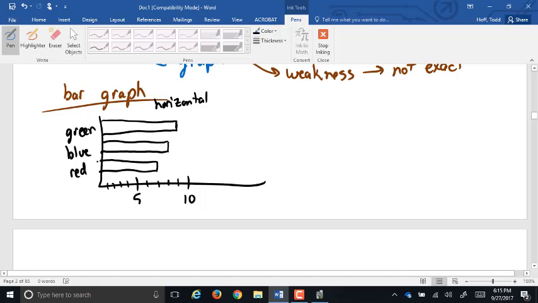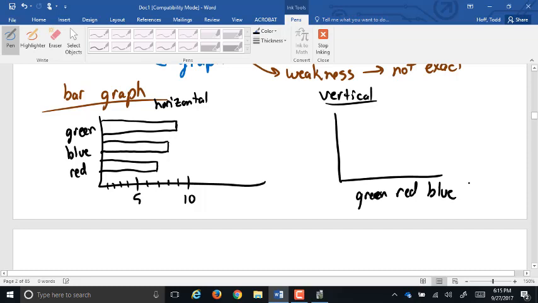Notice there's separation between the bars because there's no real connection between the labels. Or I could do a vertical. In a vertical bar graph, the categories go along the bottom. Again, notice I changed the order. Doesn't matter, does it?